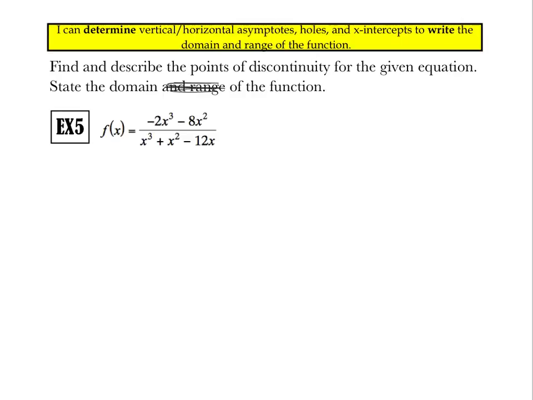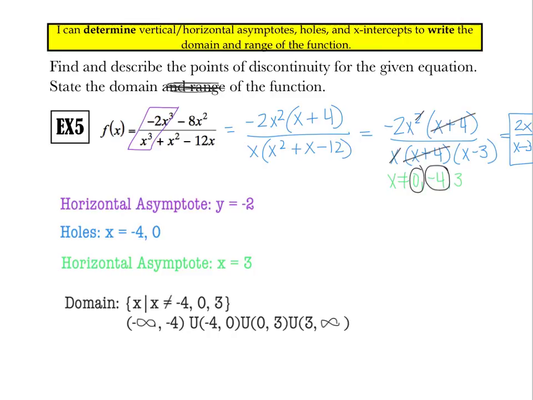Alright, go ahead and find and describe the points of discontinuity, and then find the domain of the function. Alright, so when I factored this out and worked through this problem, first I started with my horizontal asymptote at y equals negative 2. I found two holes at x equals negative 4 and 0, and then I found a vertical asymptote at x equals 3, which put, with those restrictions, my domain being all x's such that x is not negative 4, 0, or 3, and then that is the interval notation of it.